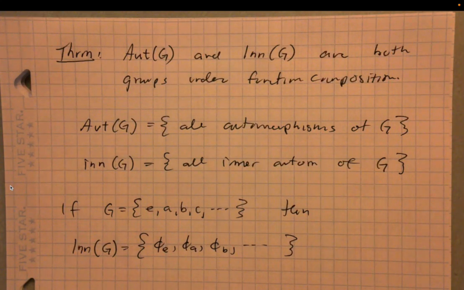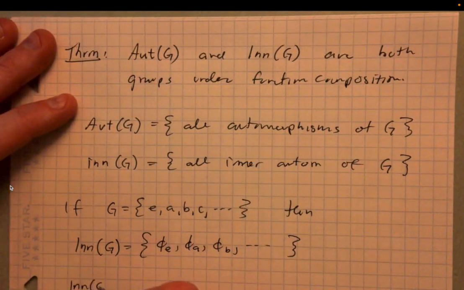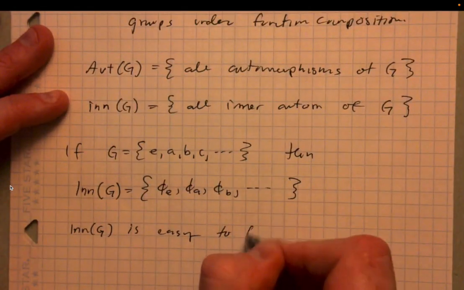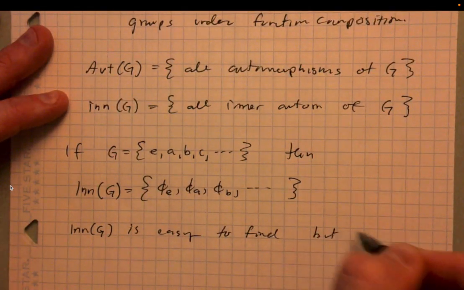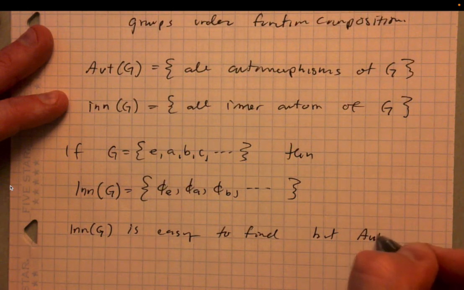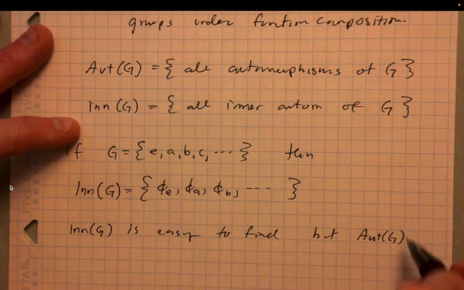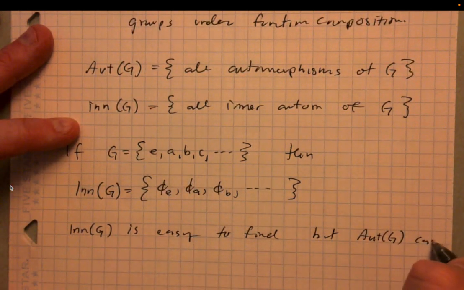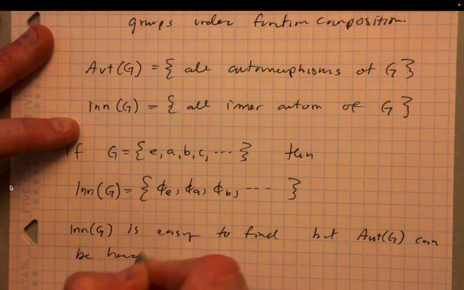It's really just a case of you have to go through and make sure you figure out which ones are actually unique, right? But the automorphisms of G, on the other hand, can be really involved and difficult to identify. So Inn(G) is easy to find, but Aut(G), the group, can be hard to find, hard to identify.